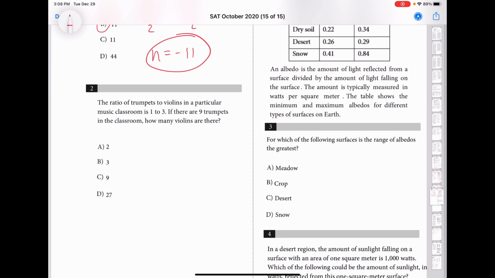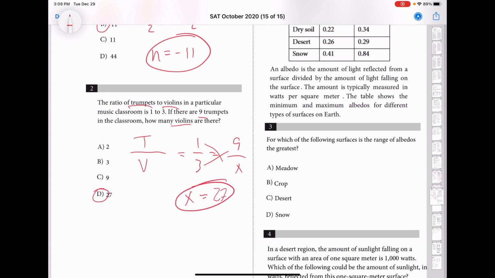The ratio of trumpets to violins in a particular music classroom is 1 to 3. And if there are 9 trumpets, so there are 9 here, how many violins are there? So this will be my x. So 1 to 9, and then 3 to x. So 1 times x equals 3 times 9. So x is equal to 27. The answer is D for number 2.